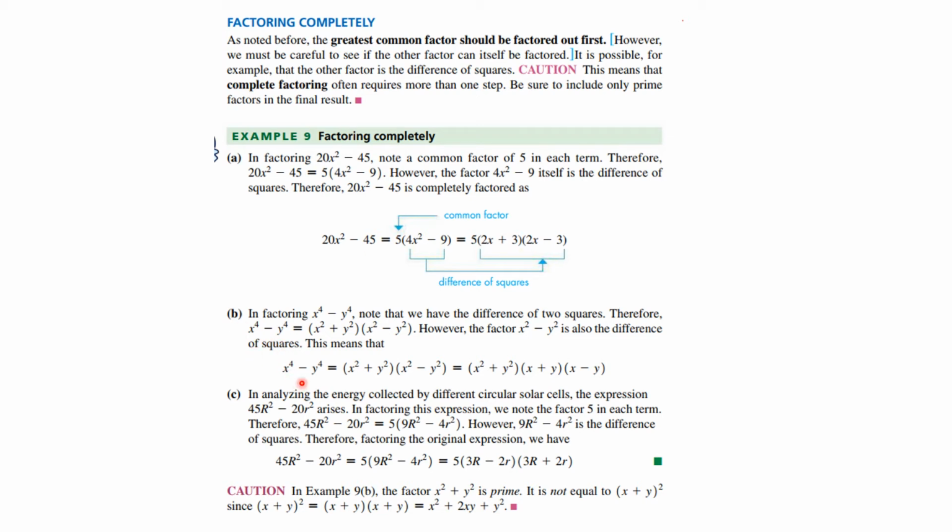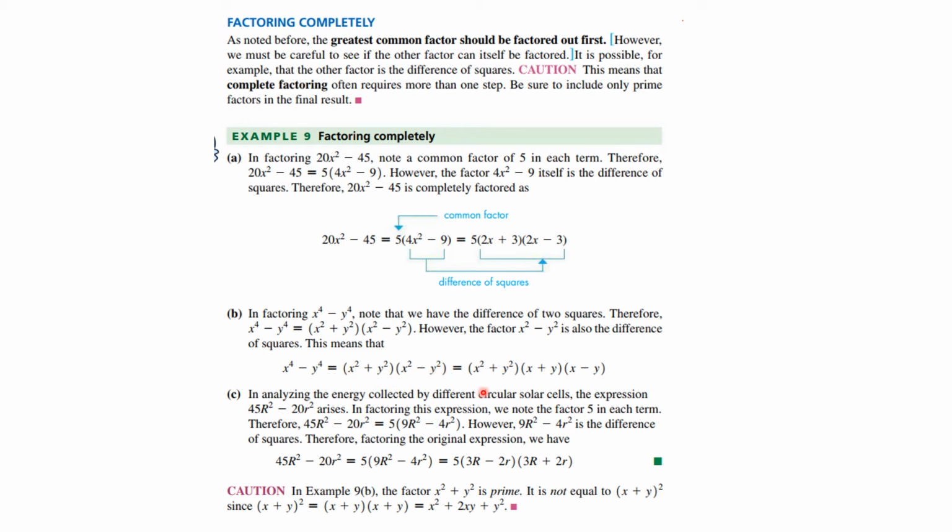Let's look at another example. Here if we have x to the fourth minus y to the fourth, we realize that this first term is x squared whole squared. The next one is y squared whole squared. So this is going to be x squared plus y squared times x squared minus y squared.